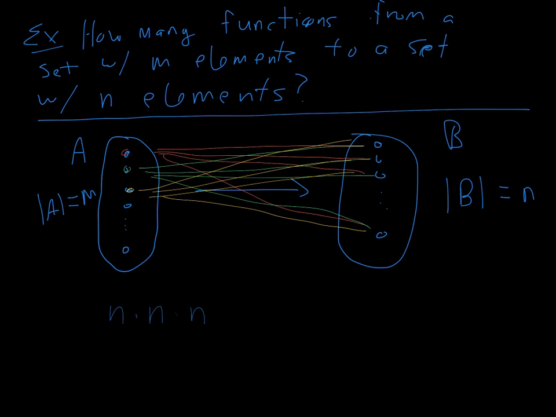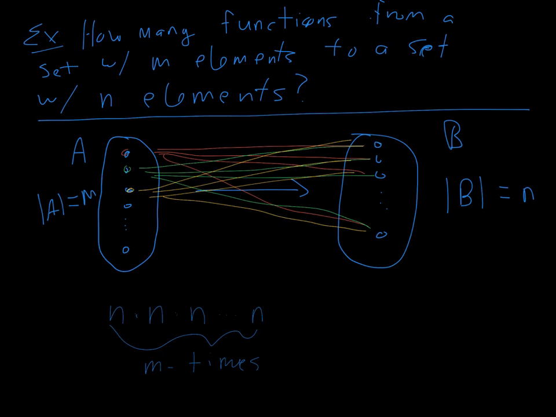And that's going to be true for all of the m elements that are in A. So it's n times n times n times n, and this multiplication happens m times, because that's how many elements there are in A. The first element, there are n choices. That's where that n came from. The second one that's colored green, there are n choices. That's where that n came from. And so on and so forth. And so these get multiplied together m times.